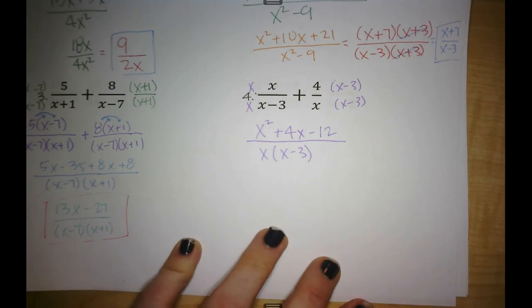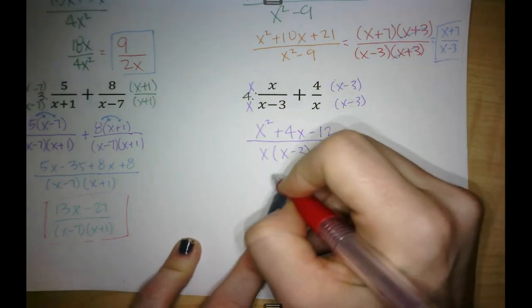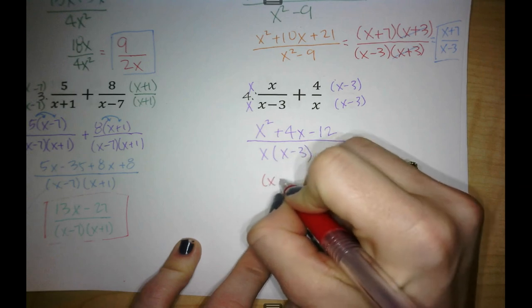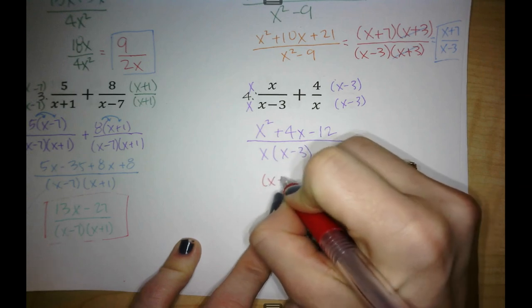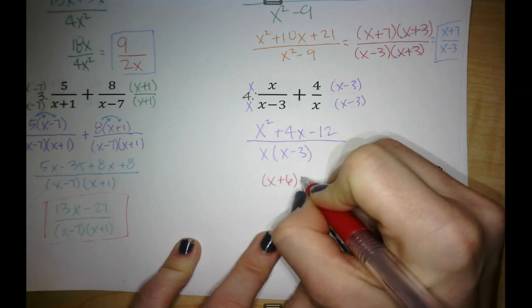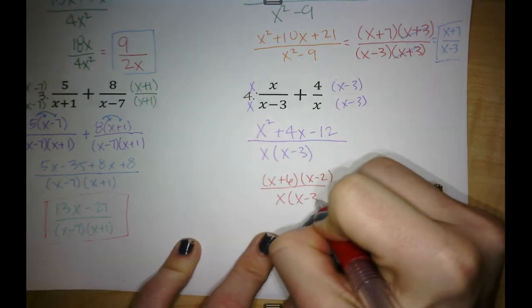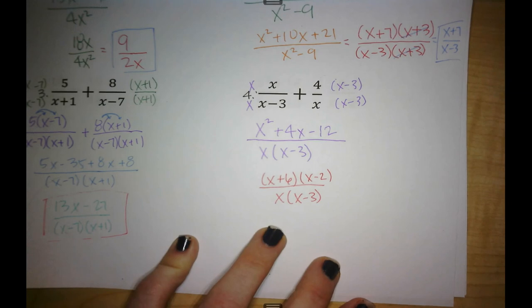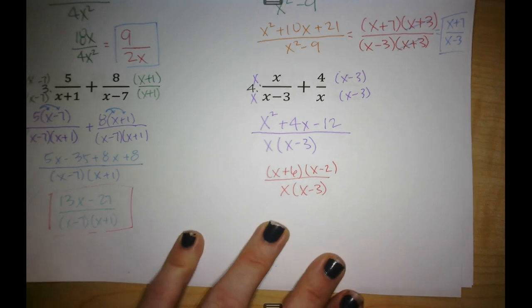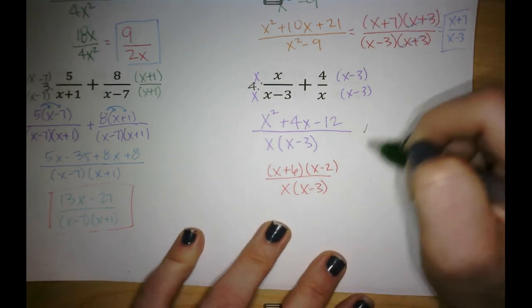We do need to simplify. So if I factor up that top part, we've got x plus 6, x minus 2 over x minus 3. Nothing can be simplified. There's nothing that is alike to be crossed out. So we are actually done. You can give me either one of these answers.